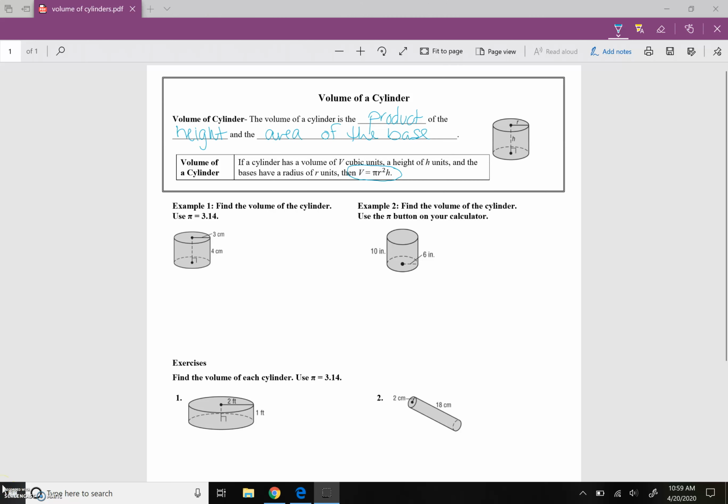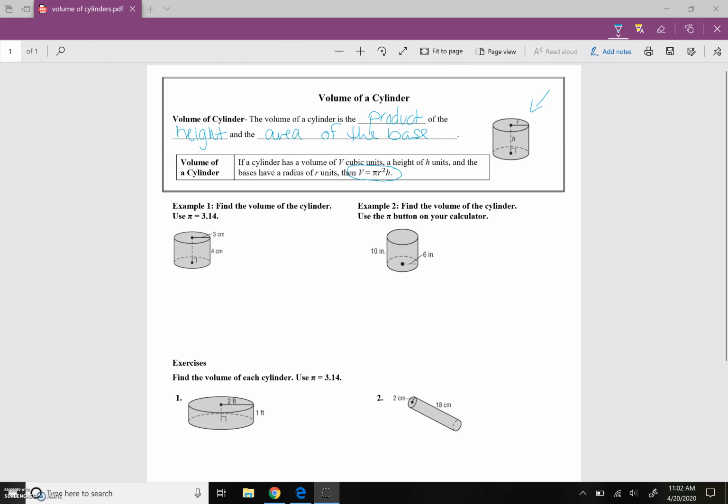So if you look over at our picture to the right here, your radius is the distance halfway across the base of the cylinder, which is the circle, and your height is how tall it is. So we're going to use both of those measurements today to calculate the volume. We'll see that with a couple examples.